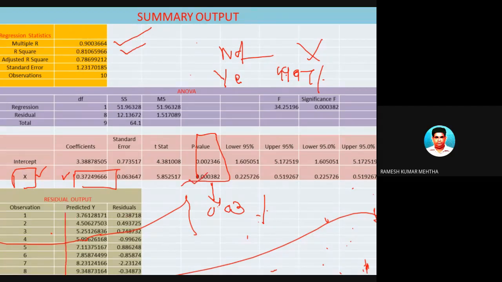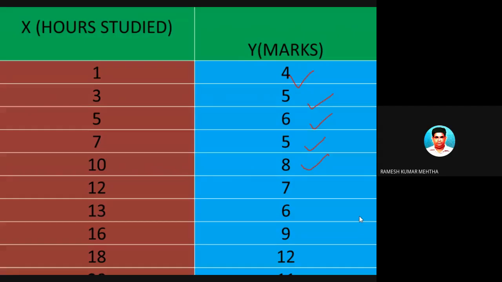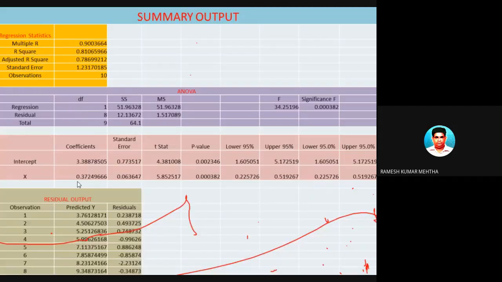Now we'll come and understand this particular thing, predicted y. So let's understand what do you mean by predicted y. I will give an understanding about what is predicted y. Just remember this: 4, 5, 6, 8, 7.